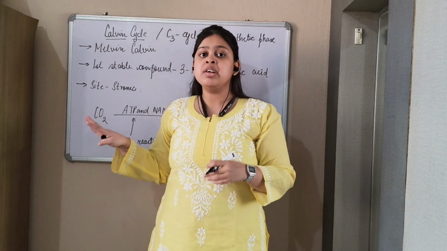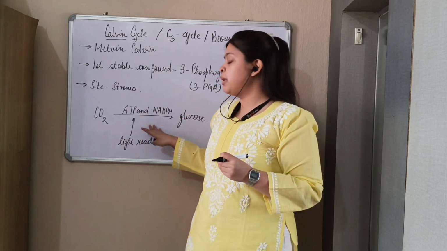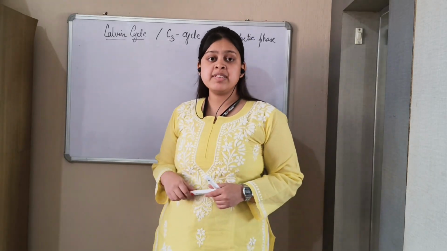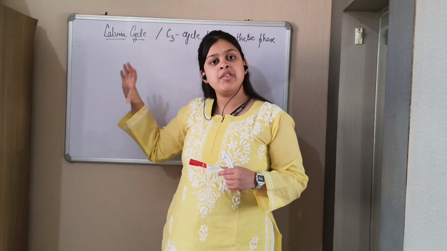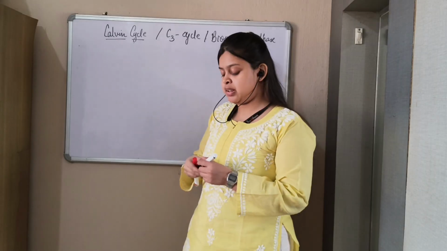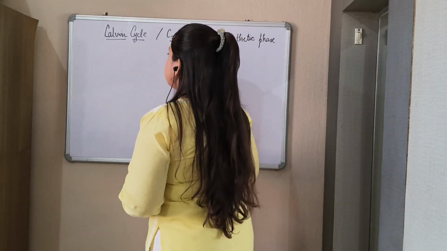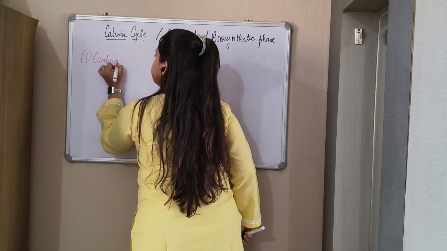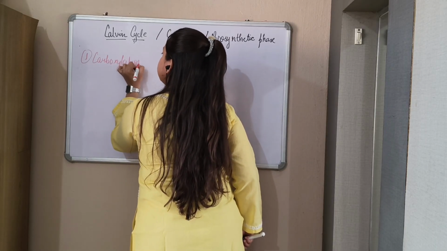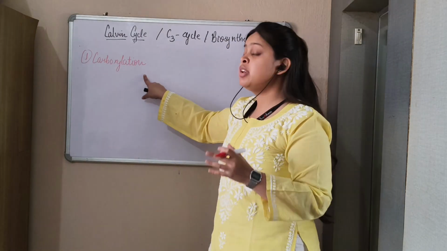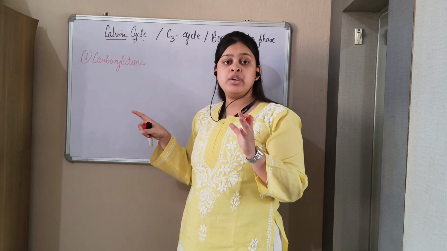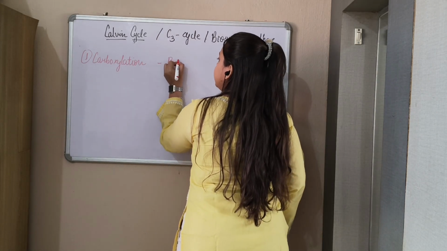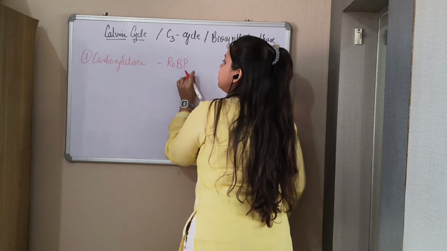So the dark reaction does not directly depend on light, but it depends on the products of the light reaction, that is ATP and NADPH. Three phases take place in the Calvin cycle. The first is carboxylation. In carboxylation, the CO2 molecule taken from the atmosphere is accepted by a 5 carbon keto sugar, which is called the RuBP molecule, ribulose 1,5 bisphosphate.